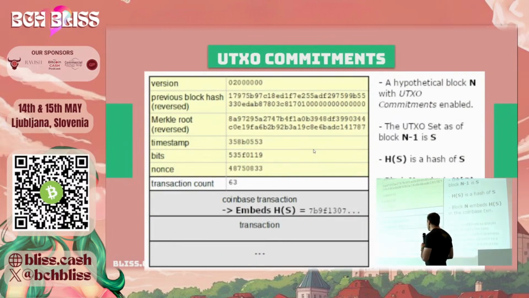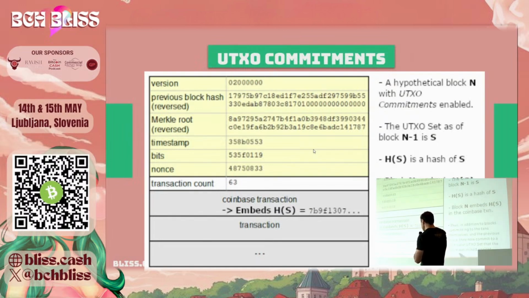So what would that look like, physically? What would a UTXO commitment possibly look like? Here you have the block header, and then the first transaction, the Coinbase transaction, the next transaction, and so forth. The UTXO commitment would be a hash of the UTXO set, the current UTXO set that the block was mined against, and you'd want to embed that somewhere in the block, right?